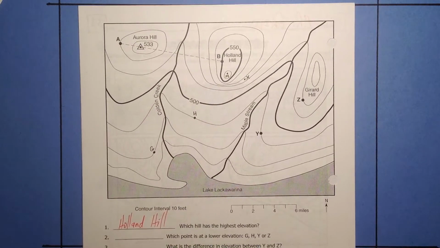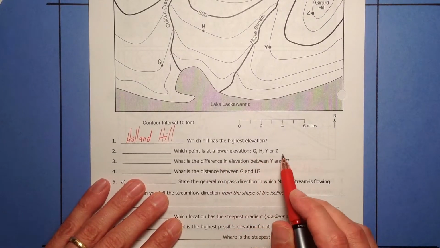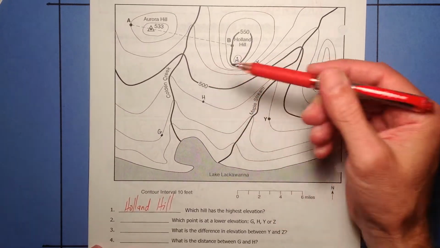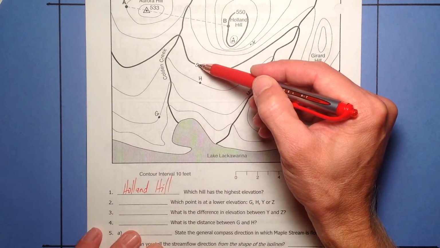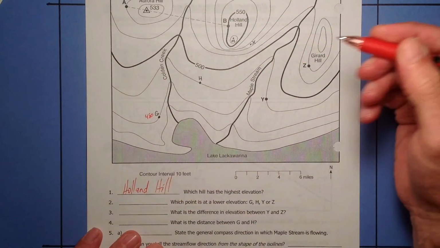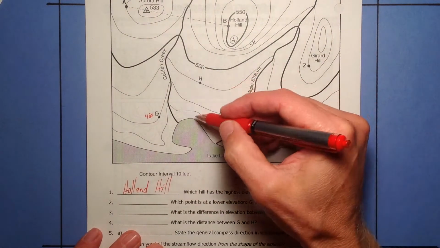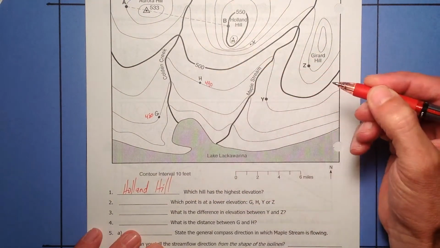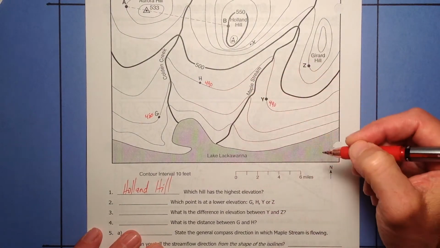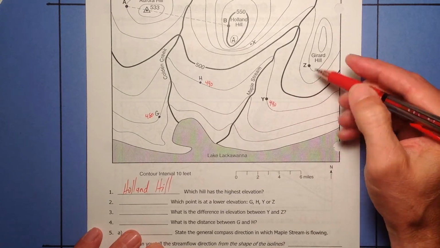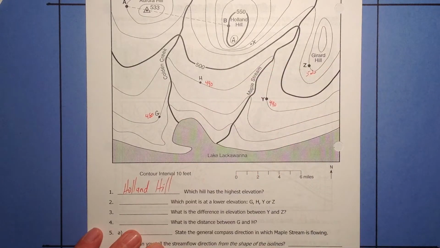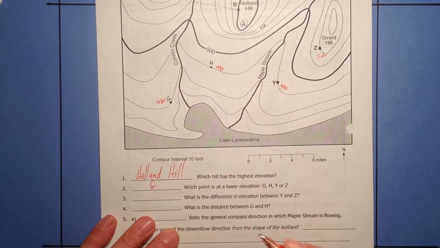Which point is at a lower elevation? G, H, Y, or Z? G, well, I don't know what the elevation of Lake Lackawanna is. So these go by 10. So 500, 490, 480. So I could write it on here. This is 480 feet. H is 490 feet. Y is also 490 feet. It's on that same line. And Z is 520. So of that, the lowest elevation is G at 480 feet.